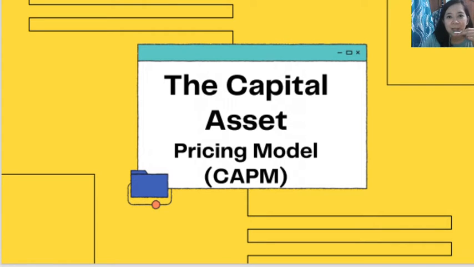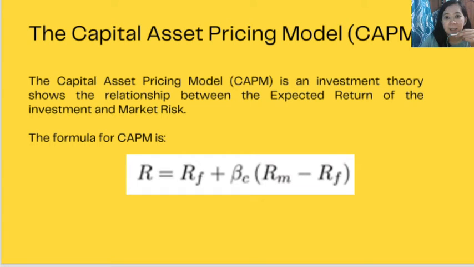Okay, so the next topic under Module 5, still risk and return, is the capital asset pricing model, or CAPM. This concept or model is an investment theory that shows the relationship between the expected return of an investment and its market risk. Of course, in investment, it is normally present.